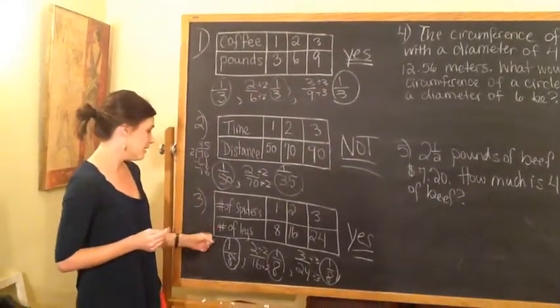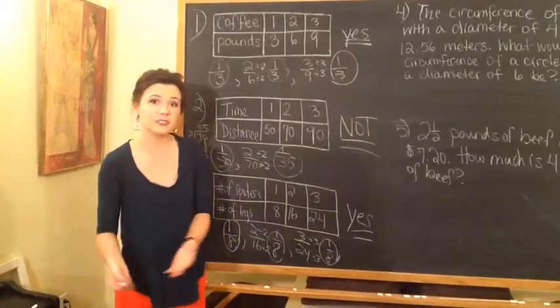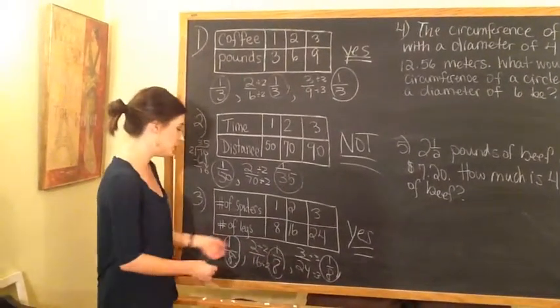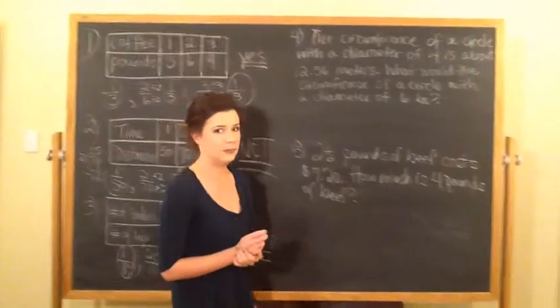Now, when we're looking down here at the number of spiders and the number of legs, obviously each additional spider you add brings 8 more legs every time. So that's how we know that we're proportional. All right, let's go ahead and look at two different examples over here.